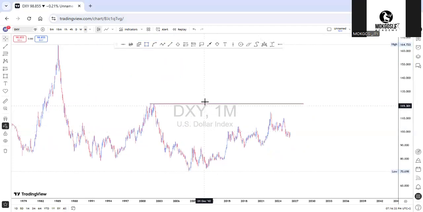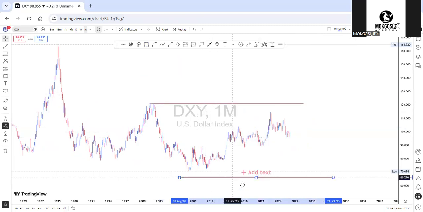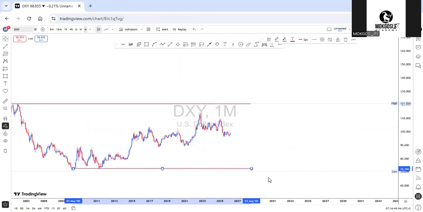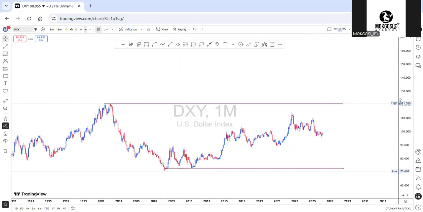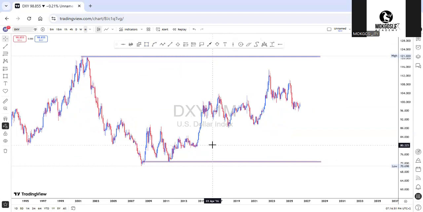So as we can see, this is our major resistance, and then this is our major support. I will take it from here. We have a major support, and then we have a major resistance. That means we have a highest point and a lowest point. I'm not going to make it perfect because I want to analyze it fast.